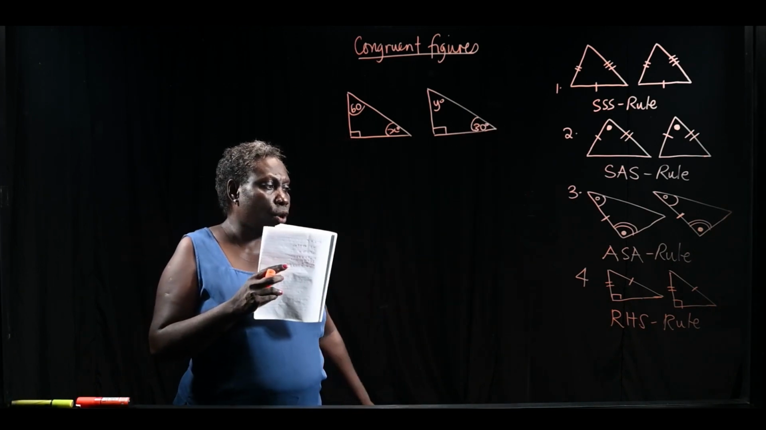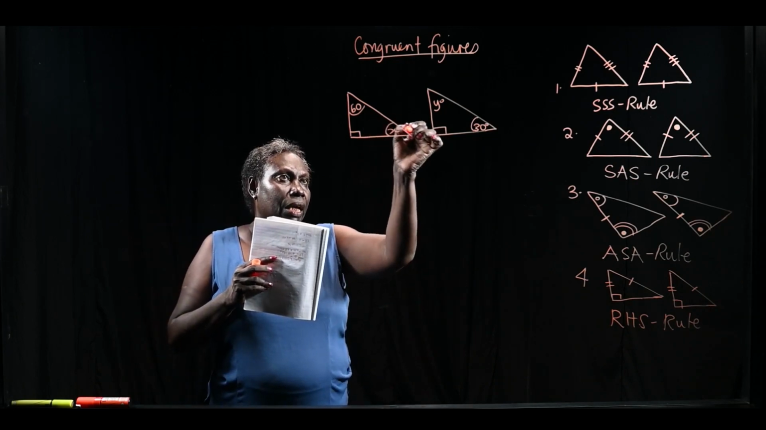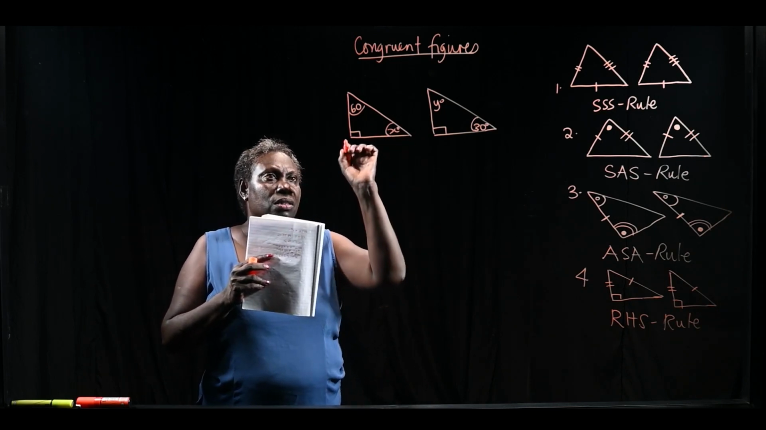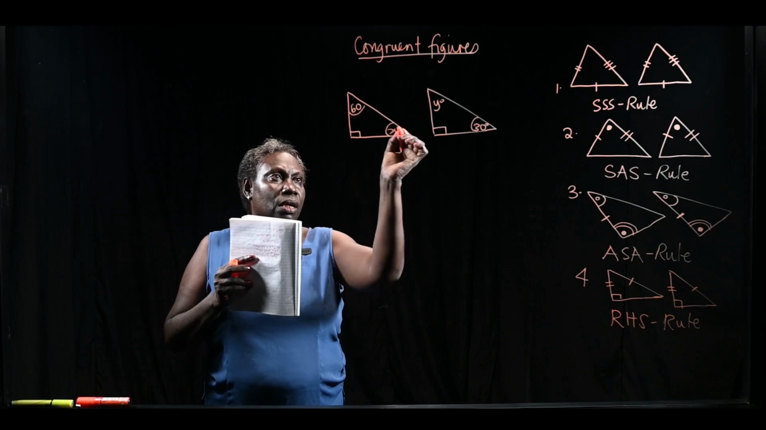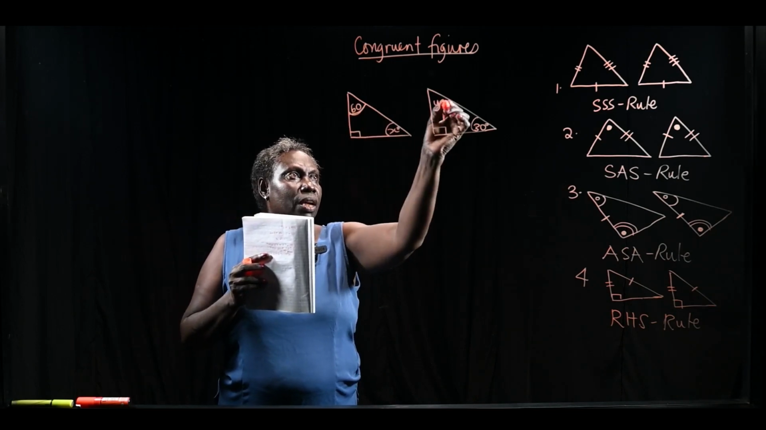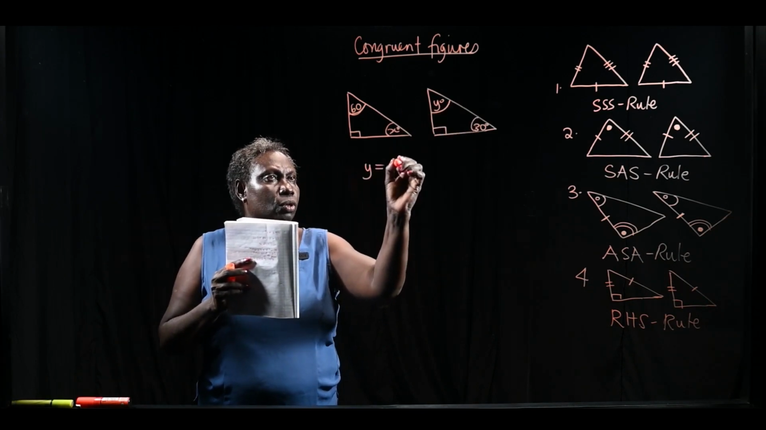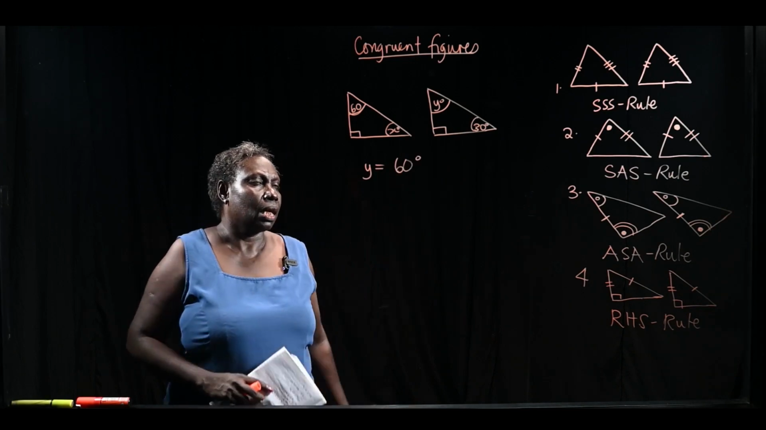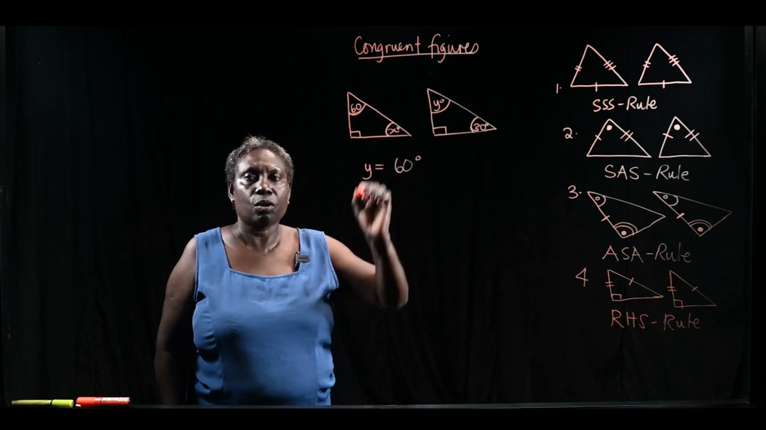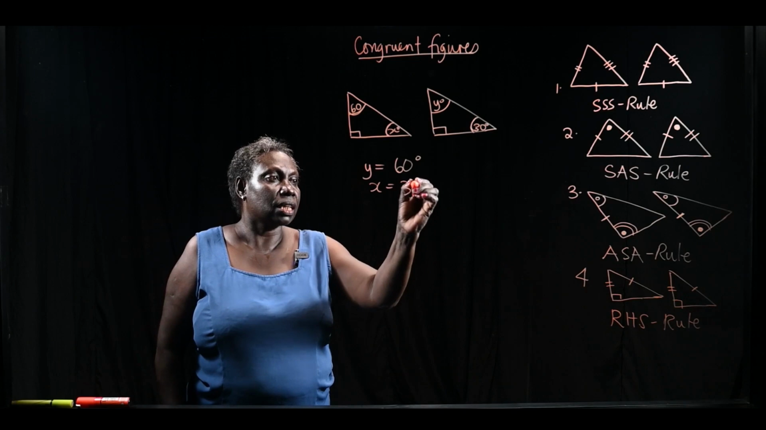But using our 4th rule, the RHS rule, we know that the triangles are congruent if they are right angle triangles. So if this is 60 degrees here, this angle and this angle here are corresponding angles. Therefore, y will be equal to 60 degrees. And this angle here, 30 degrees, and this angle here are also corresponding angles. Therefore, x will be equal to 30 degrees.